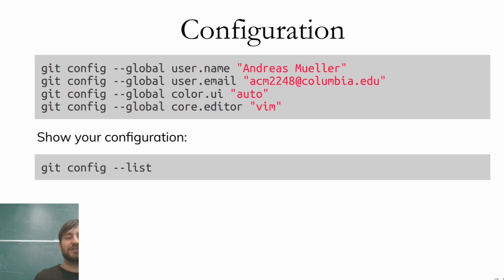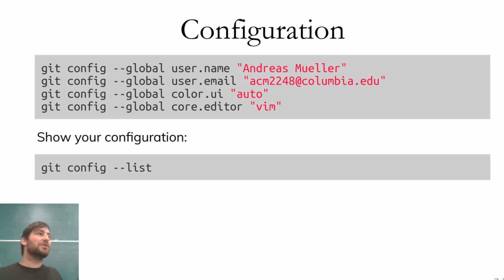So first, if you start using Git, you first need to configure it. Usually you configure it once per machine that you're on. You can do this with git config, and you should have your name, your email. You usually want to set the colors to be auto, and you want to set your editor.